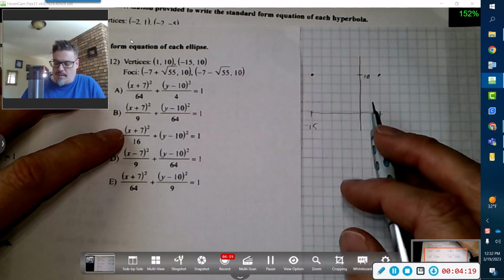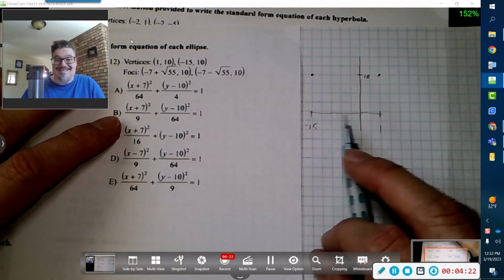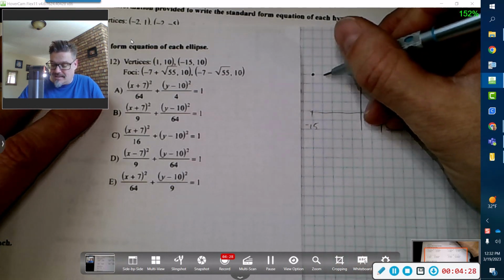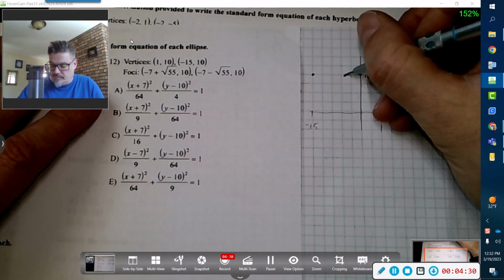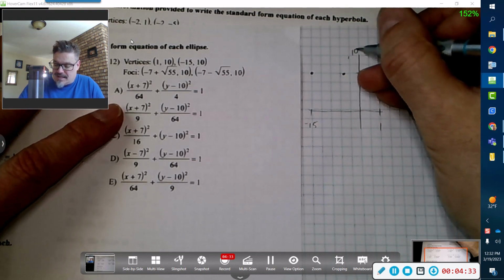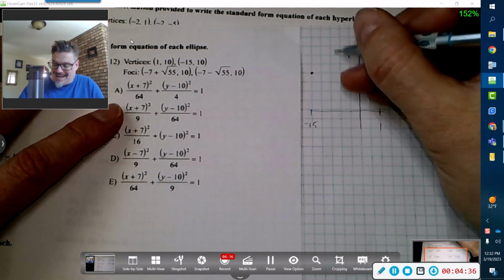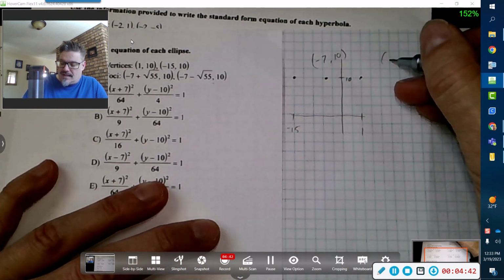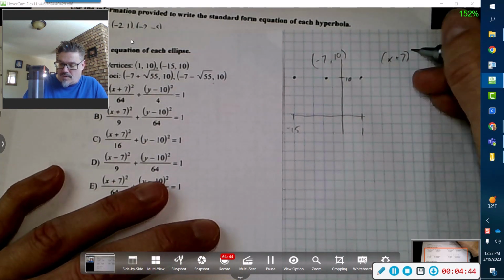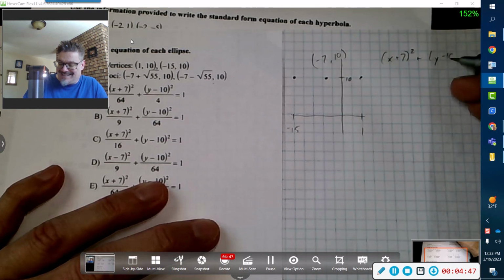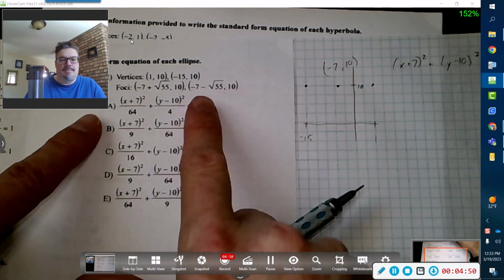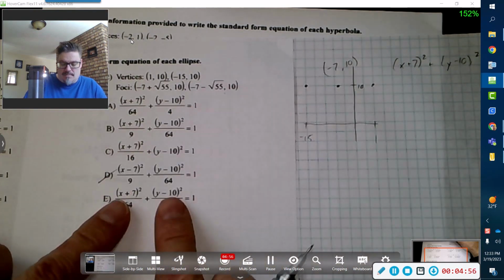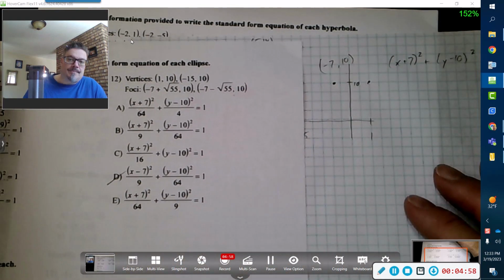So where are we at? This is a total distance of 16. So this means I'm going to be going 8 backwards this way. That means my y coordinate is still 10, but that puts me at negative 7. So this means that my center is at x plus 7 squared plus y minus 10. Plus 7, minus 10, plus 7, minus 10, nope, can't have that one, plus 7, minus 10. So we can get rid of that guy.